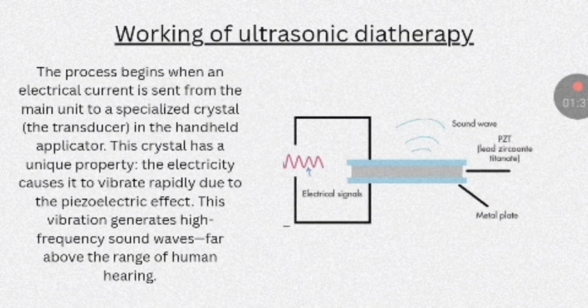Working of ultrasonic diathermy. The process begins when an electrical current is sent from the main unit to a specialized crystal, that is the transducer, in the handle applicator. This crystal has that unique property. The electricity causes it to vibrate rapidly due to the piezoelectric effect as discussed earlier. This vibration generates high frequency sound waves far above the range of human hearing.